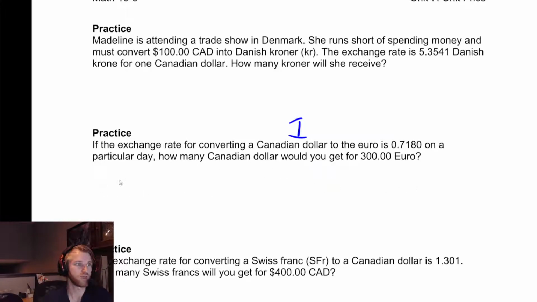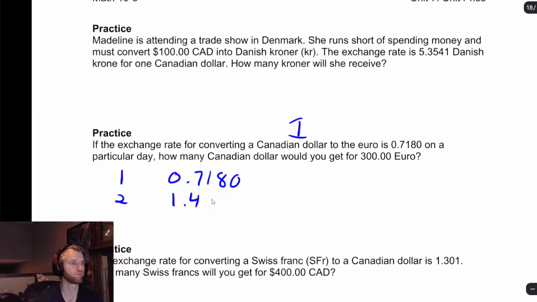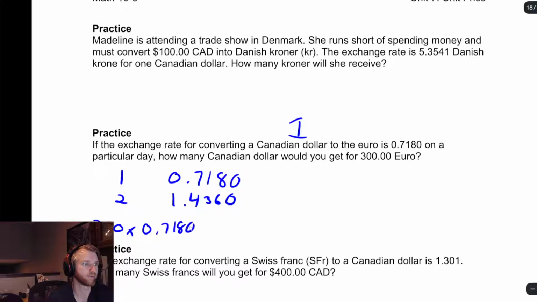So when we had 1 Canadian dollar, we were getting 0.718. If we had 2, we would get twice that; we take 2 and times it by that, which would be 1.436. So what we were doing before was taking the amount of money that we had, like if it was 300 Canadian, then we'd be multiplying it by 0.718. That's what we do if we had 300 Canadian that we were converting to euro.